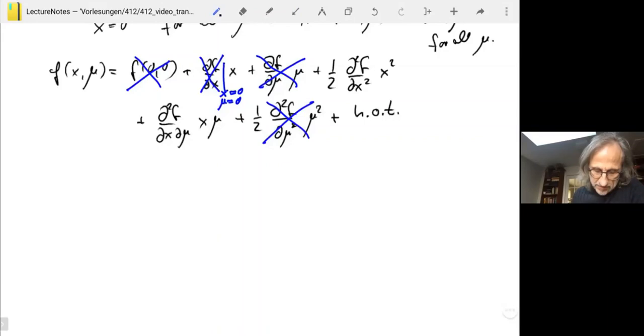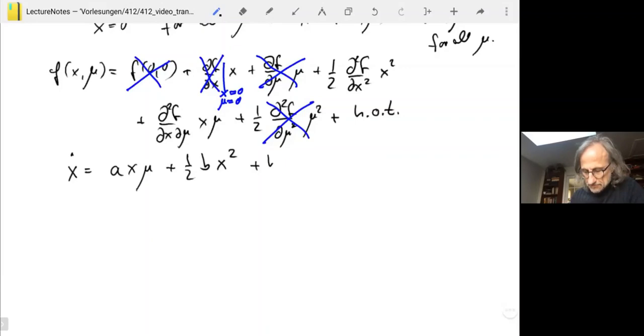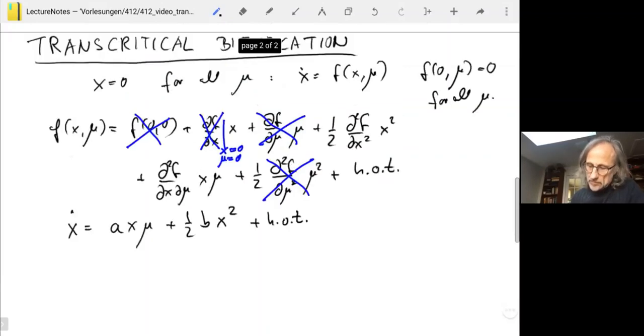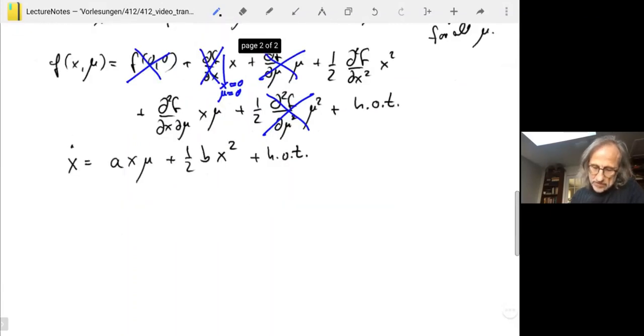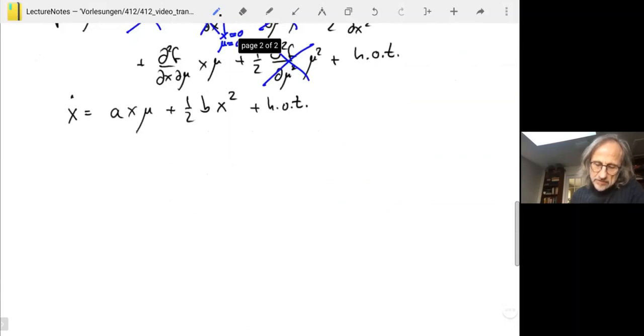We get x dot equals, there's a term with x mu, so let me call it a times x mu, plus 1/2 b x squared, and then there are plus higher order terms. So that's the general equation we expect if there is a fixed point for all values of mu, the same fixed point. So what do the bifurcations look like in that case? Or what does this bifurcation look like?